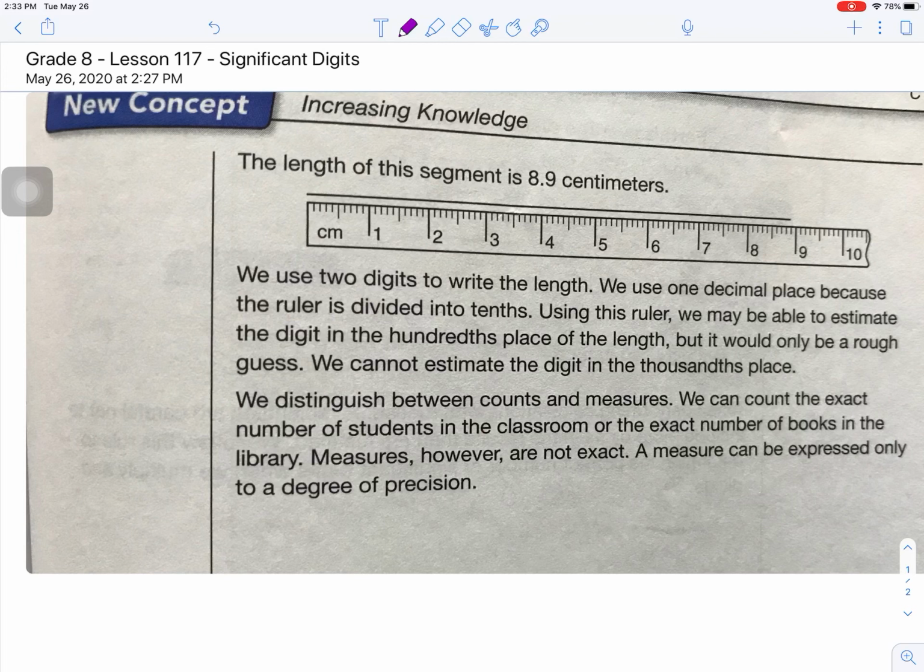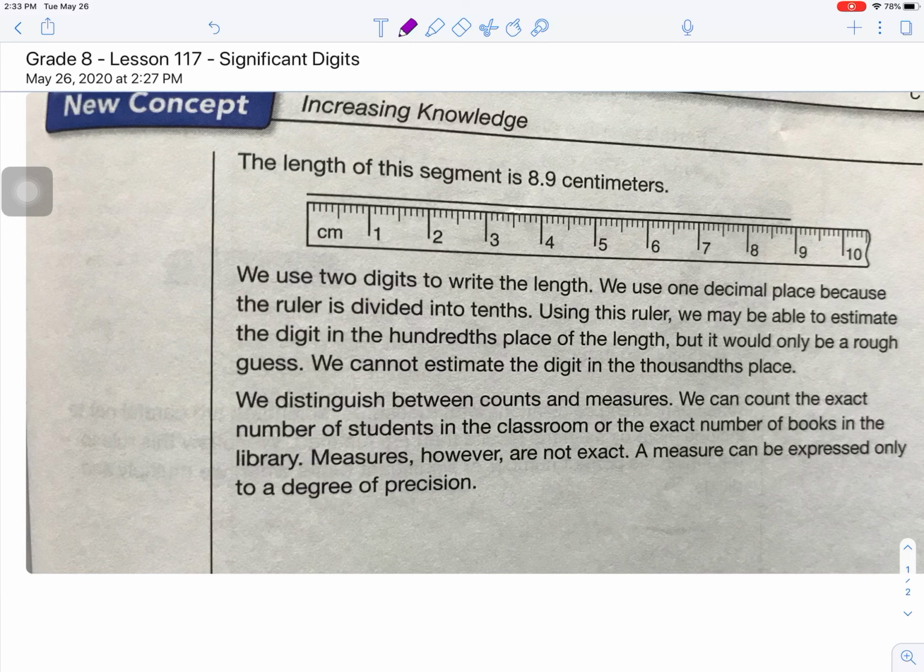Using this ruler, we may be able to estimate the digit to the hundredths place of length, but it would only be a rough guess. We cannot estimate the digit in the thousandths place. We distinguish between counts and measures. We can count the exact number of students in the classroom or the exact number of books in the library. Measures, however, are not exact. A measure can be expressed only to a degree of precision.